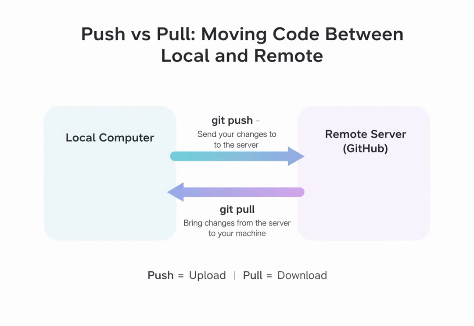Now let's talk about two of the most fundamental operations in Git collaboration, push and pull. Think of it this way. When you push, you're sending your local work up to the remote server on GitHub. You're uploading your changes. When you pull, you're doing the opposite. You're bringing changes down from the remote server to your local machine. You're downloading updates. Push goes from local to remote. Pull goes from remote to local. These two commands are the heartbeat of any collaborative Git workflow, so make sure these directions are crystal clear in your mind.